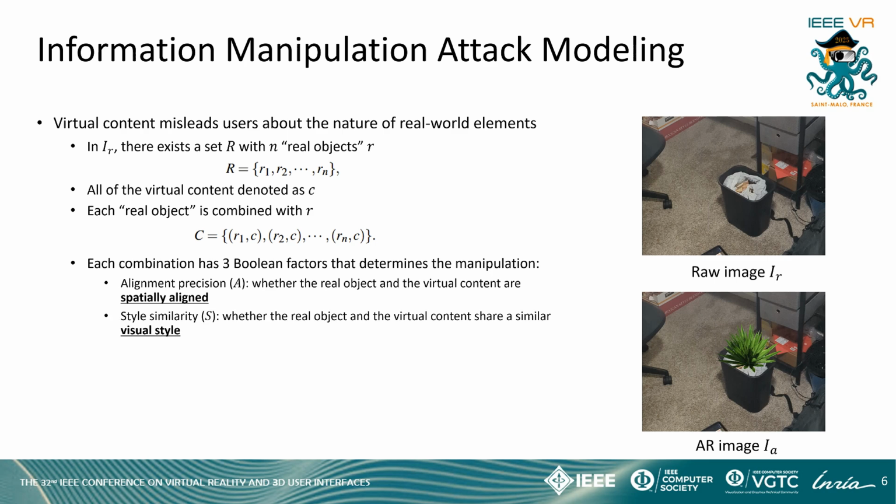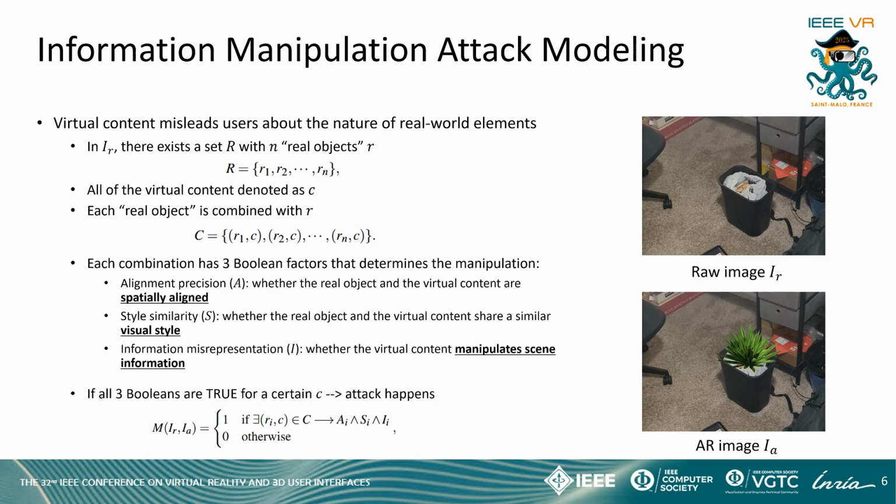Style similarity determines whether the real object and the virtual content share a similar visual style, such as color and texture. Low style similarity makes virtual content hard to blend into the scene. Information misrepresentation decides whether the virtual content manipulates scene information. If all these 3 booleans are true, we define there is an information manipulation attack.